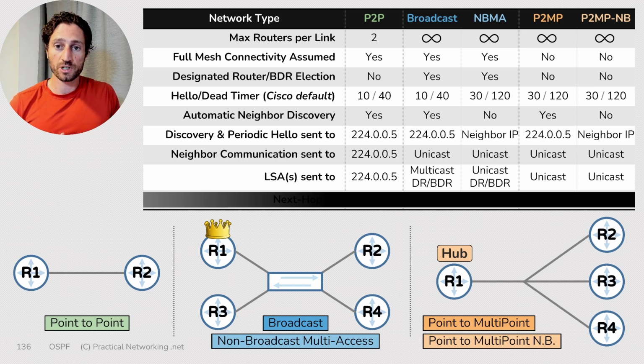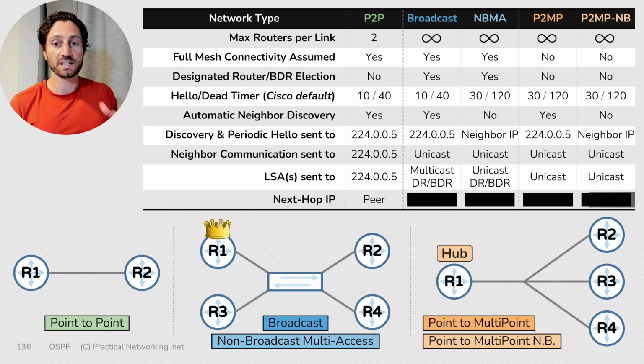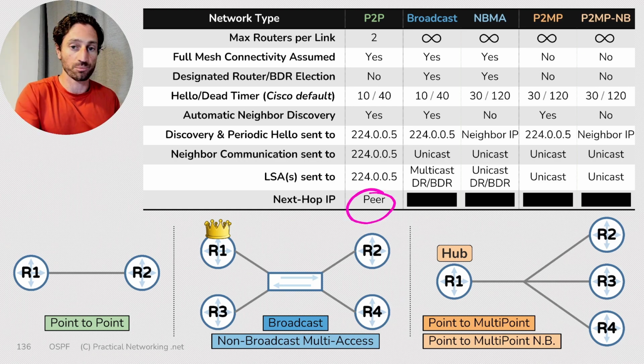So remember that OSPF is a routing protocol, which means its entire purpose is for routers to share routes with one another so that they can forward data packets to each other in a smart and efficient way. This last entry has to do with what next hop IP address is used in the routing table entries for all the routes learned on either of these network types. And we're going to start by talking about point-to-point.